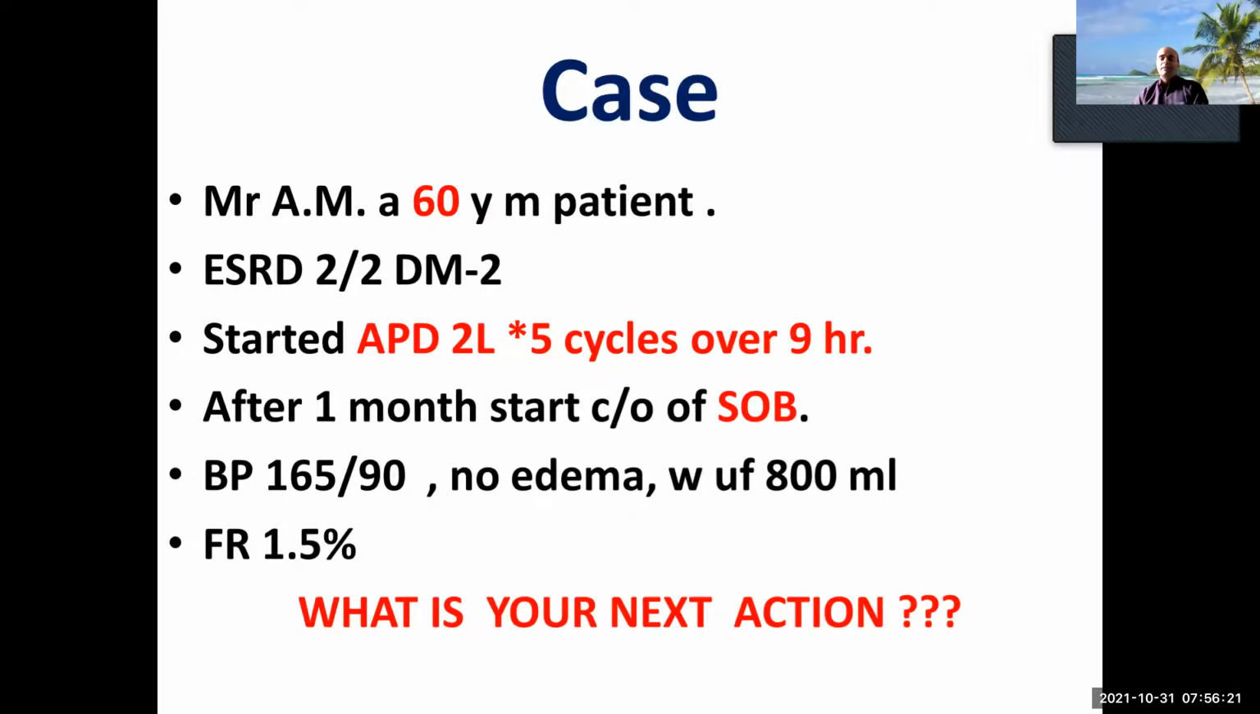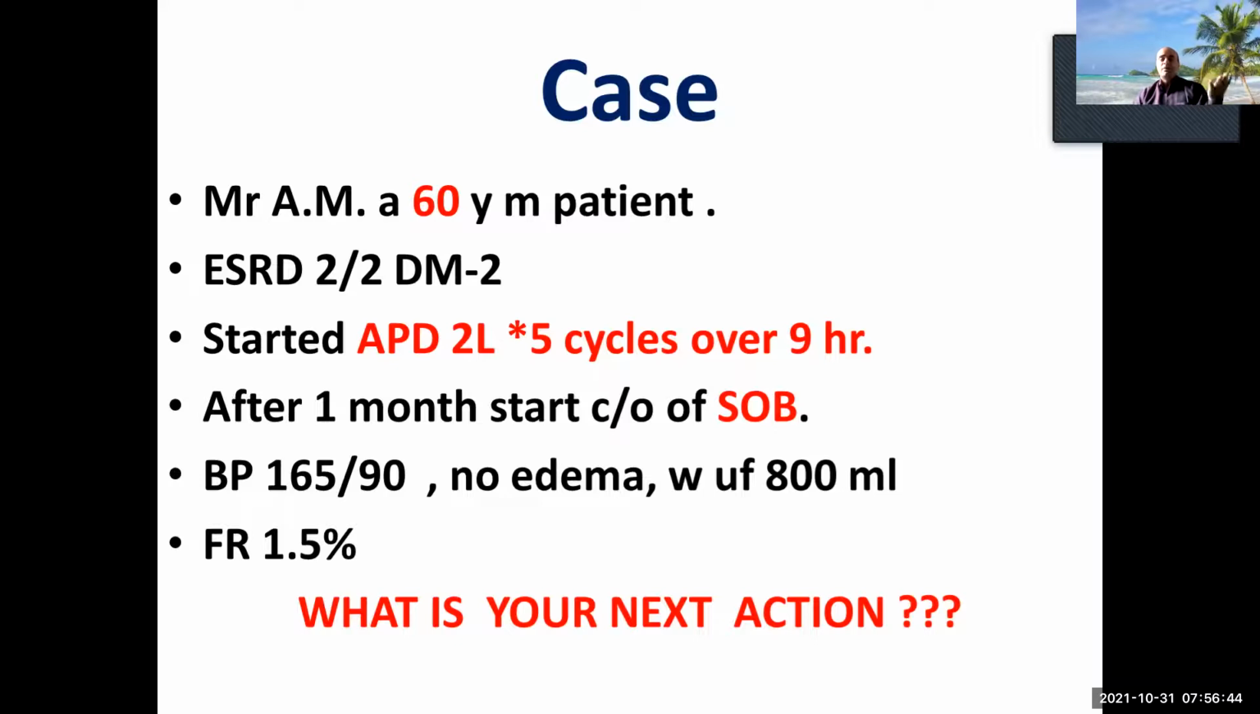Started on PD, volume 2 liters with 5 cycles over 9 hours. After 1 month from recently started dialysis, he starts to complain of shortness of breath. He is hypertensive with no edema, with ultrafiltration 800 and the dextrose regimen 1.5%. What is your next action for this patient now?